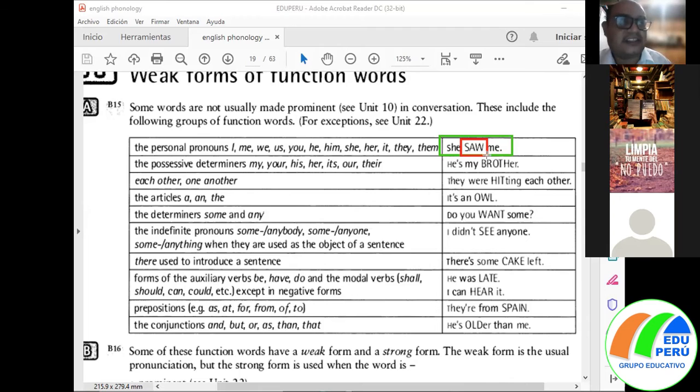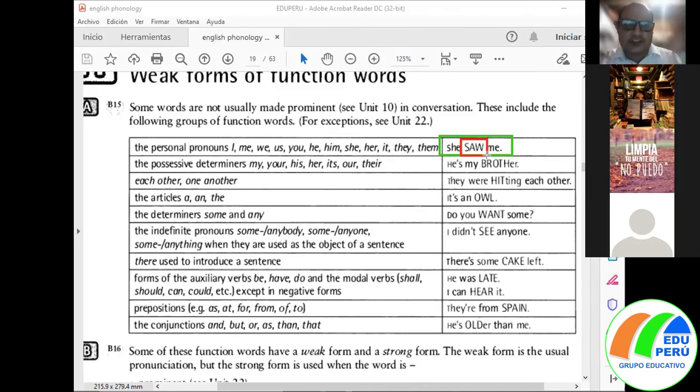The other example with the determiners: do you want SOME? Do you want some? The other sentence, I didn't SEE anyone. I didn't see anyone. There's some CAKE left. There's some cake left. He was LATE. He was late. I can HEAR it. I can hear it. They're from SPAIN. They're from Spain. He's OLDER than me. He's older than me.